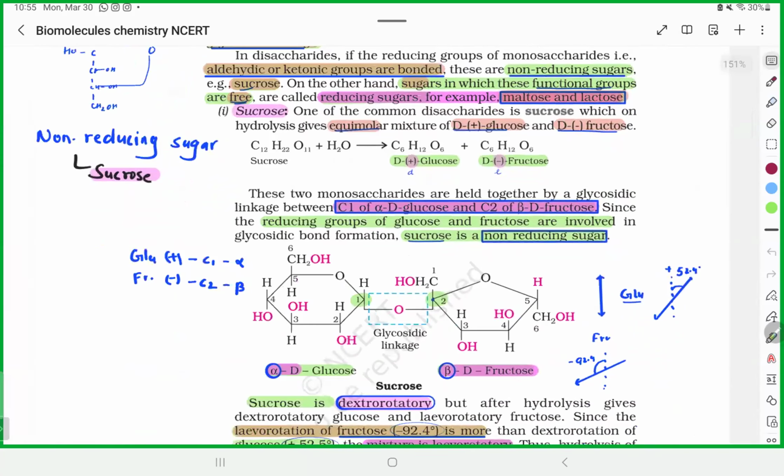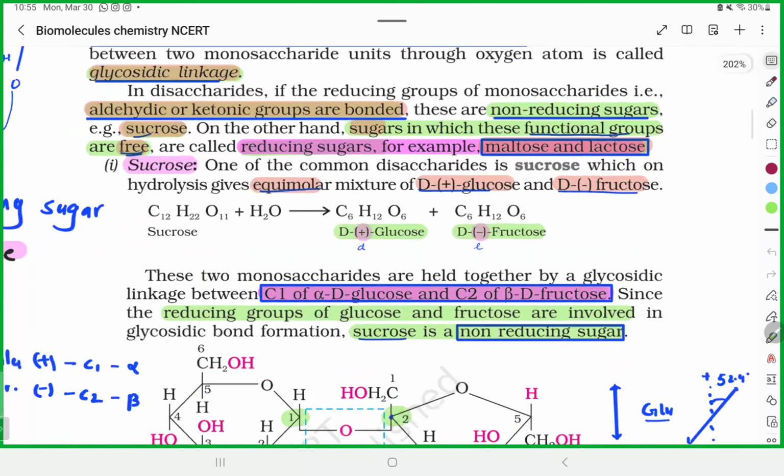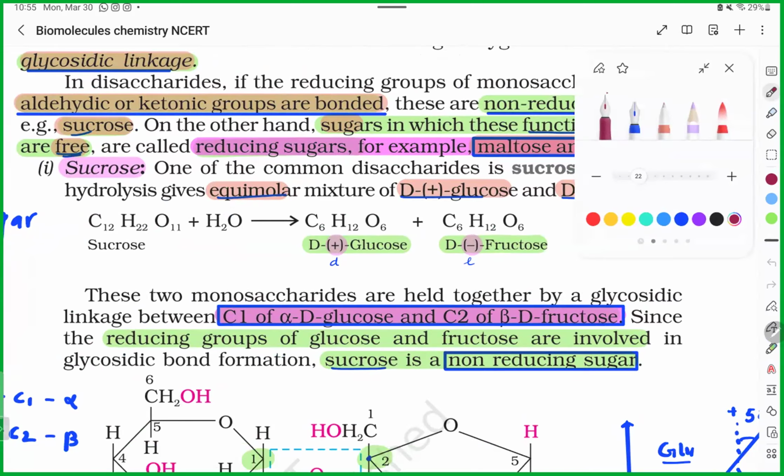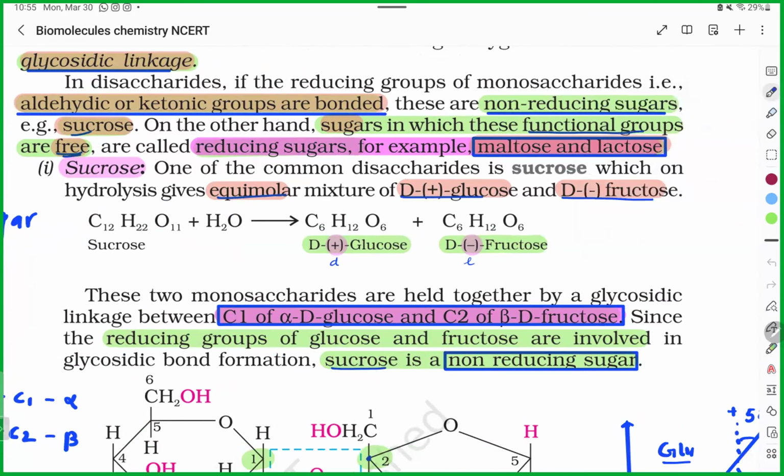Look at this. In a disaccharide, if the reducing part of a monosaccharide, like aldehyde or ketone, is bonded, then it is non-reducing. If aldehyde or ketone are bonded, then such sugar is known as non-reducing sugar. A very popular question is an example of this.